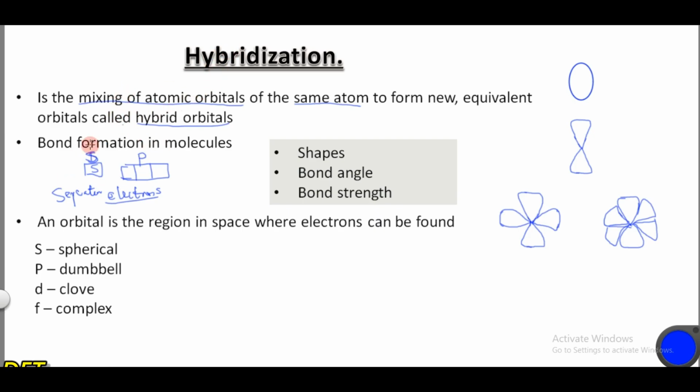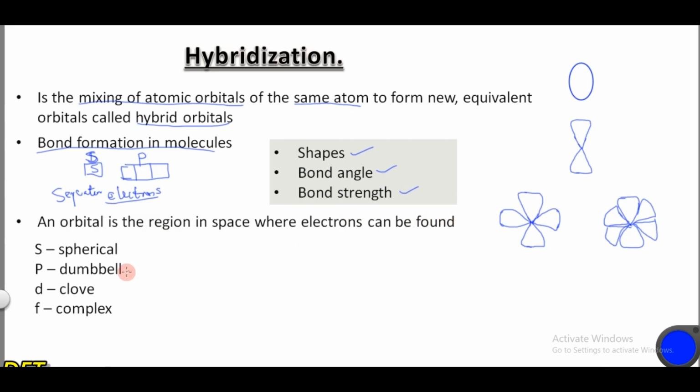So like I said, hybridization is what is responsible for bond formation in molecules. It is also what is responsible for the shape of a molecule. It is responsible for the bond angle, and also for the bond strength in an atom or in a molecule, right? So again, hybridization is the mixing of atomic orbitals of the same atom to form new equivalent orbitals called hybrid orbitals. An orbital is simply a region in space where electrons can be found.